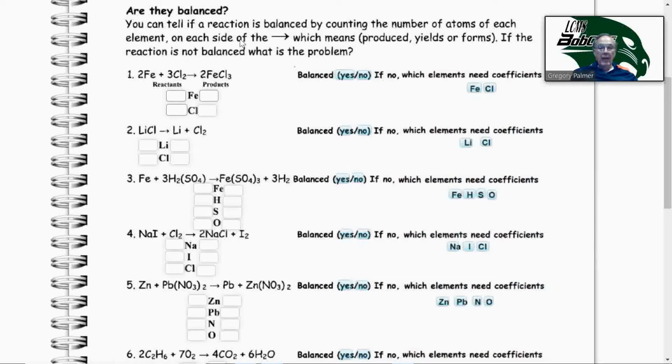So our directions say you can tell if a reaction is balanced by counting the number of atoms of each element on each side of the arrow, which means produce, yields, or forms. If the reaction is not balanced, what is the problem?